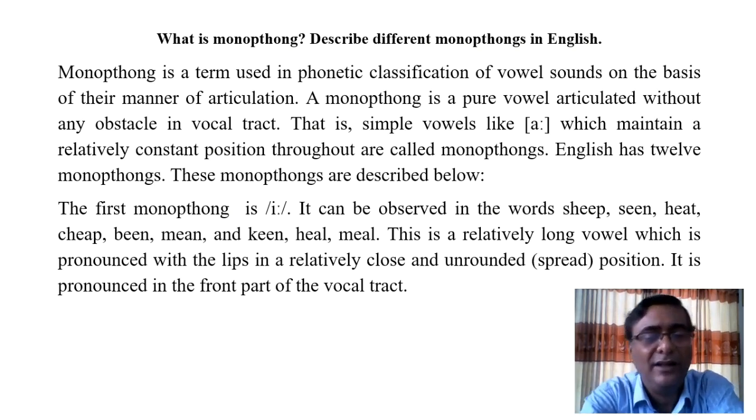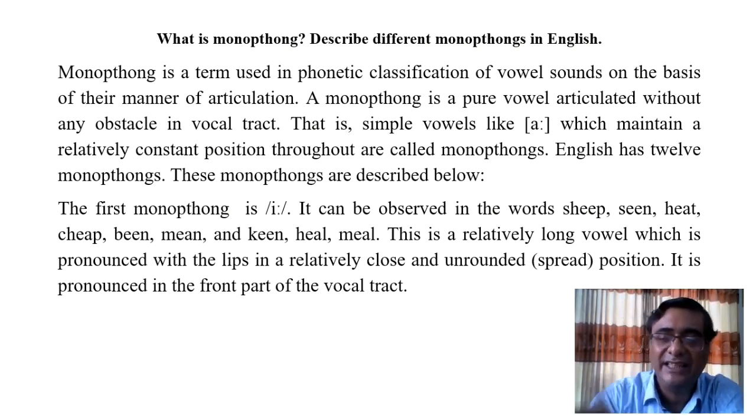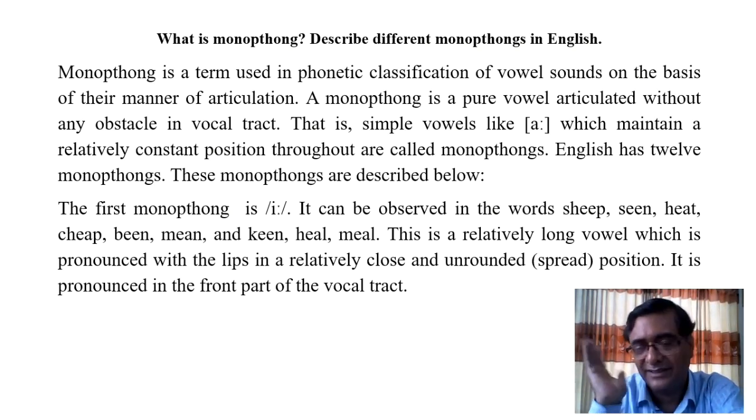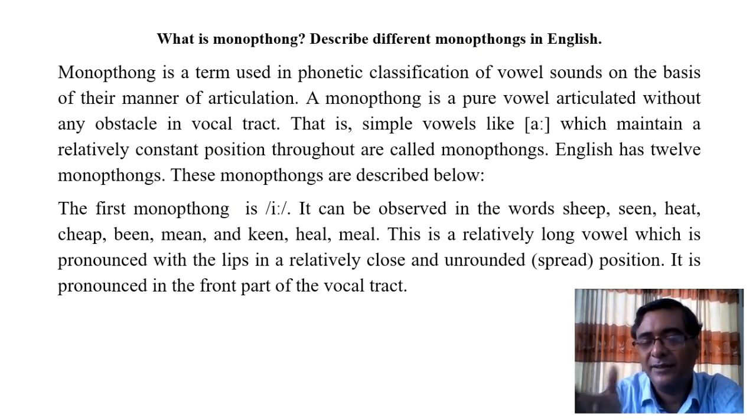When you look in the Oxford Dictionary or Cambridge Dictionary, you will see that after the word there is a slash, and then the pronunciation is given. I mean through phonetic symbols, the right pronunciation is given. So you have to follow that always. Cheap, bin, mean, keen, heel, meal. These are the words in which you will see long E.